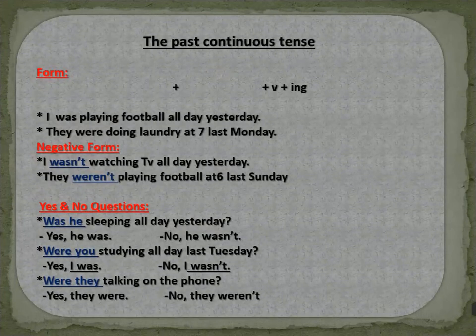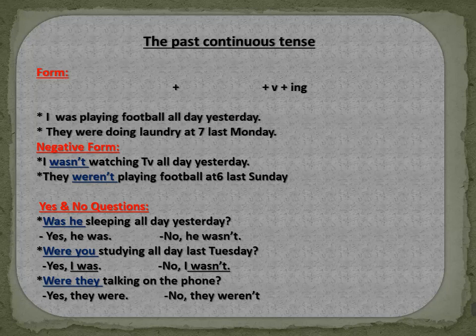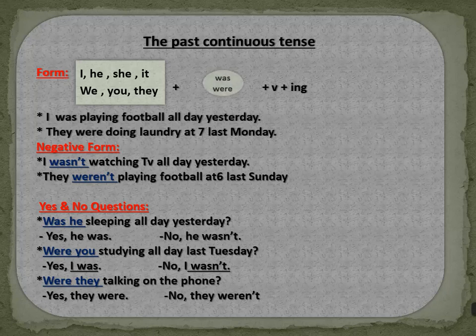We will take a new tense. That's called the past continuous. Past continuous, there is the word continuous that we put ing to the verb. But what comes before it? The verb to be in past form. I, he, she, it, or we, or you, or they. He, she, it comes with was plus verb plus ing. We, you, they comes with were plus verb plus ing.